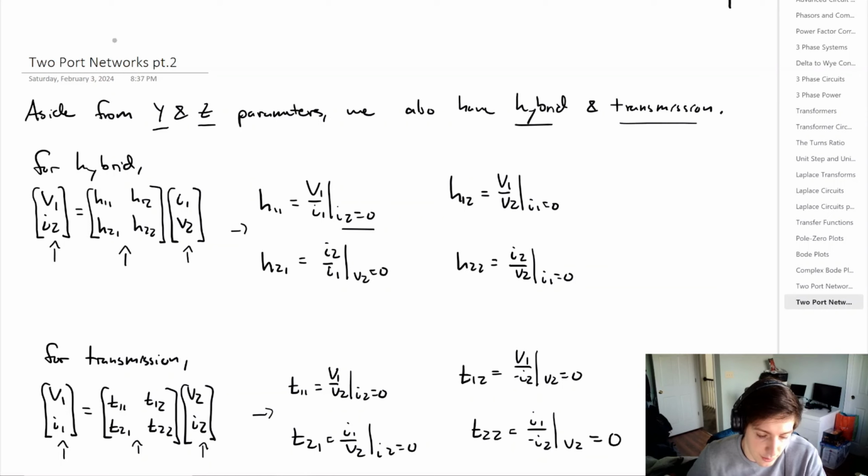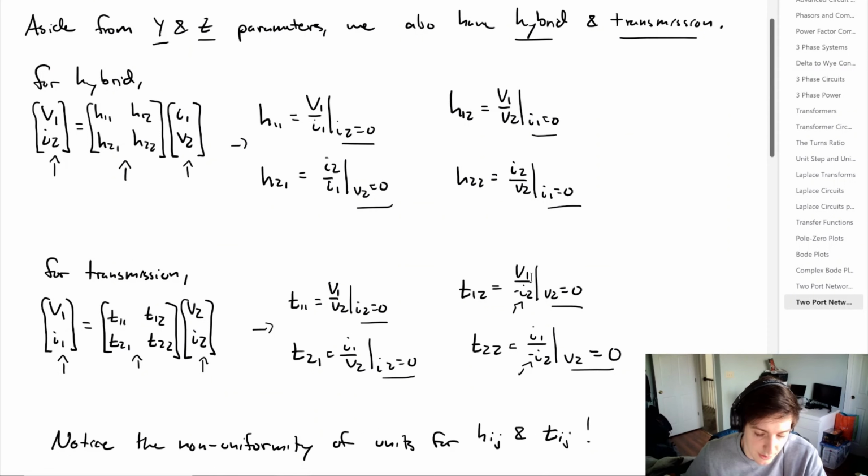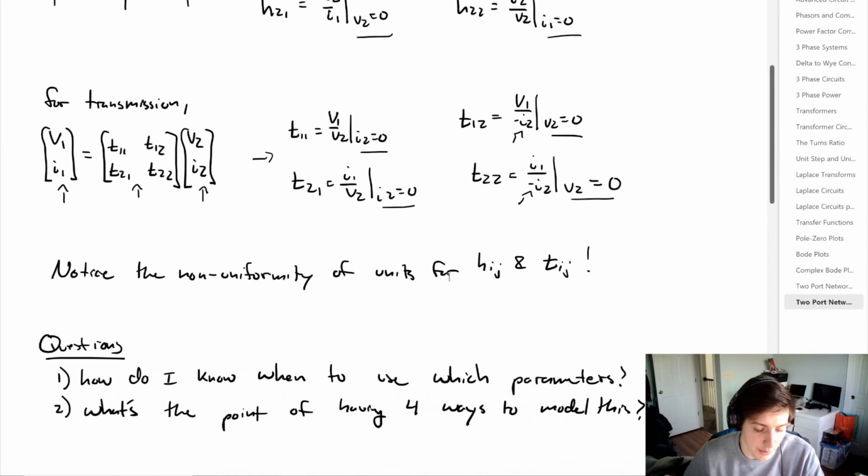And notice for some of the values, you have I2 being equal to 0, V2 being equal to 0, I1 being equal to 0, and I1 again being equal to 0. So a little bit weird. And then for the transmission, you have I2 and V2 each equal to 0. But notice this negative sign you get right here. So just laying the basis for these other two parameters and noticing the non-uniformity of the units for H and T.